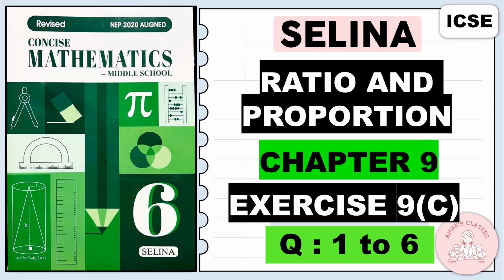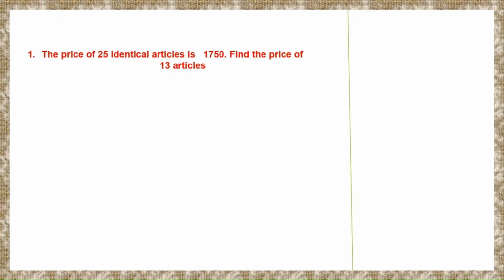Let's do ratio and proportion, chapter 9. And we're going to work out sums on the unitary method. The method in which we first find the value of one quantity and then use it to find the value of the required quantities is called the unitary method. So we need to always find the value of that one quantity first.